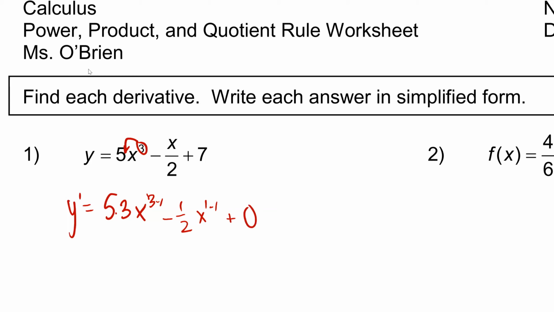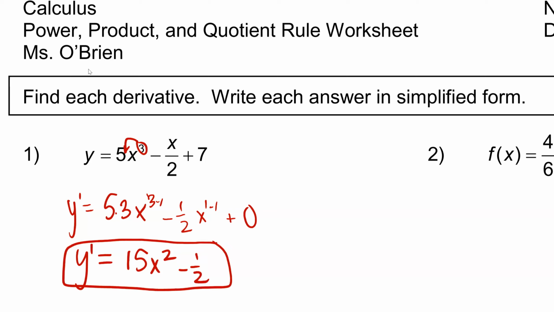So I'm being super extra with this because I could have just went straight to y prime is 15x squared minus 1/2. But I want to make sure we understand what it means for power rule. Power rule, you just subtract 1 from the exponent. You take your old exponent and multiply in the front.